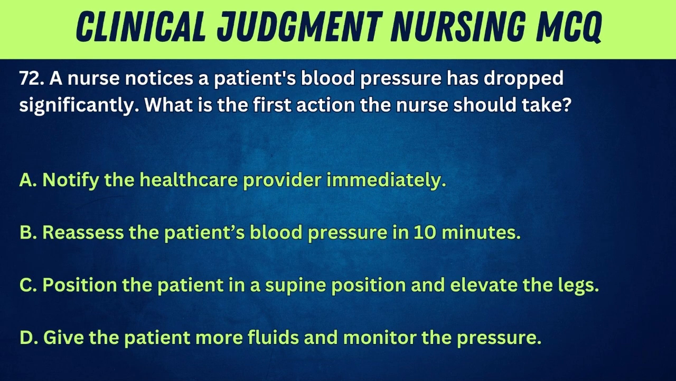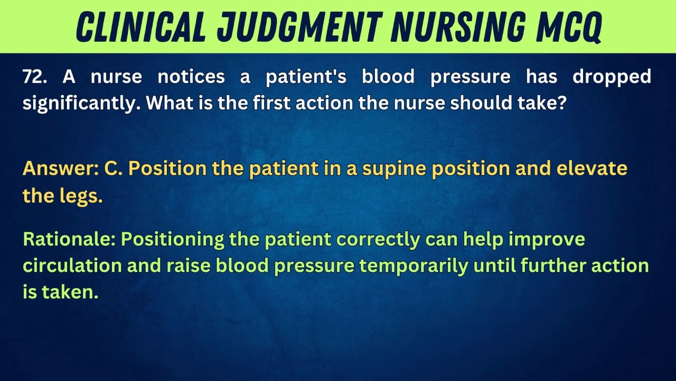72. A nurse notices a patient's blood pressure has dropped significantly. What is the first action the nurse should take? A. Notify the healthcare provider immediately. B. Reassess the patient's blood pressure in 10 minutes. C. Position the patient in a supine position and elevate the legs. D. Give the patient more fluids and monitor the pressure. Answer. C. Position the patient in a supine position and elevate the legs. Rationale. Positioning the patient correctly can help improve circulation and raise blood pressure temporarily until further action is taken.